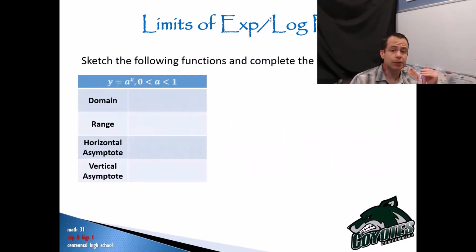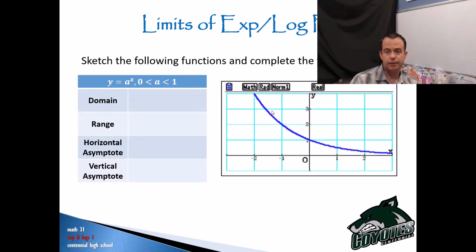Then if I switched it to still an exponential graph, but now a is between 0 and 1, so that means a is a fraction, then you're going to tell me that this is a decaying exponential graph, and a decaying exponential graph will look like that, okay? So the domain hasn't changed. It's still going to be -infinity to infinity. The range hasn't changed. It's still going to be 0 to infinity. The horizontal asymptote hasn't changed. It'll still be at y equals 0, and the vertical asymptote will still be none. Okay.